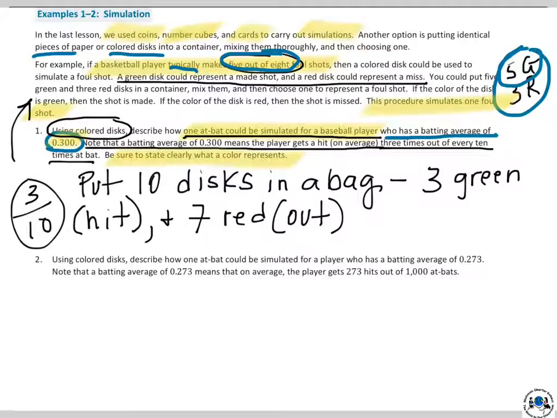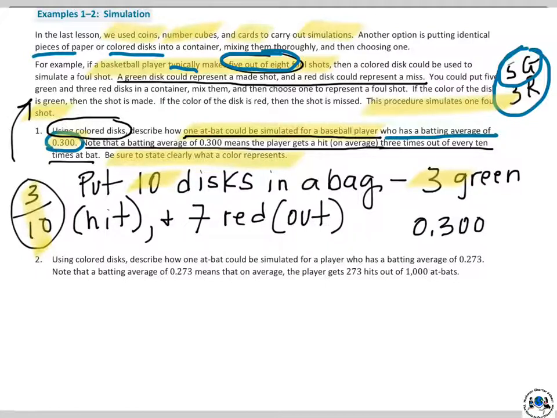So you're going to shake them up, and you can see that your chances of getting a green one would be 3 out of the 10, or 3/10, which is the same as the batting average of what we say, .300. That's a batting average there. Okay, alrighty.